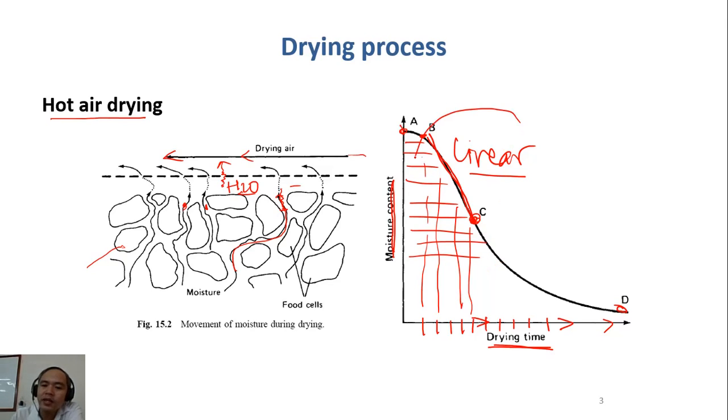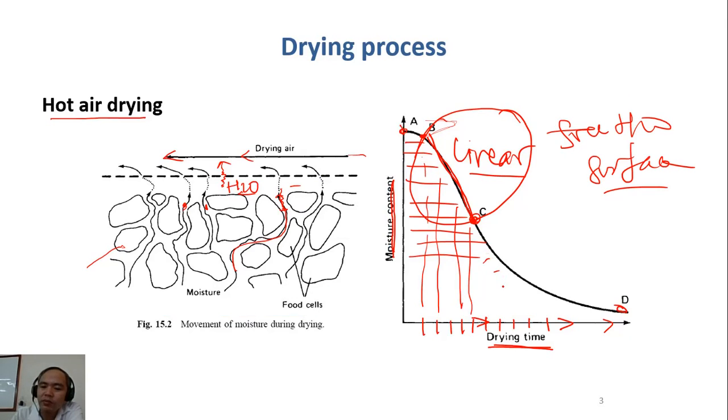Here, more or less, is the evaporation of free water on the surface. And here, the water from the structure inside will migrate out. The rate of the migration is lower than the rate of evaporation. That's why the evaporation becomes less and less.